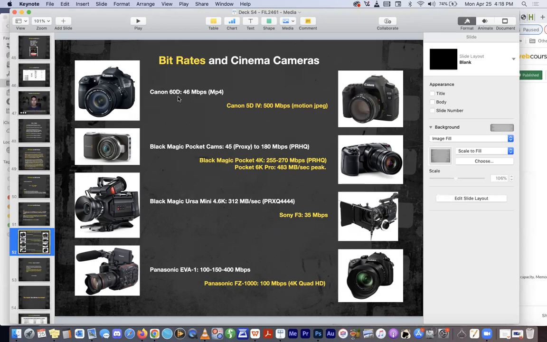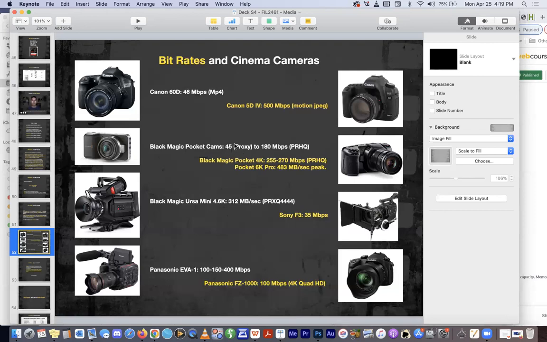But let's just say for the sake of argument, in HD, the Canon 60D, which you guys have a number of at UCF, records HD at a rate of 46 megabits per second. It creates an MP4 compressed file. Your Pocket Cinema Camera, your Blackmagic, is also 45 megabits per second in ProRes proxy compression. If you're recording in ProRes HQ compression, see how the megabits per second goes up to 180. There's more resolution inherent in a ProRes HQ file than there is in a ProRes proxy file. There's a lot of compression in a ProRes proxy file.